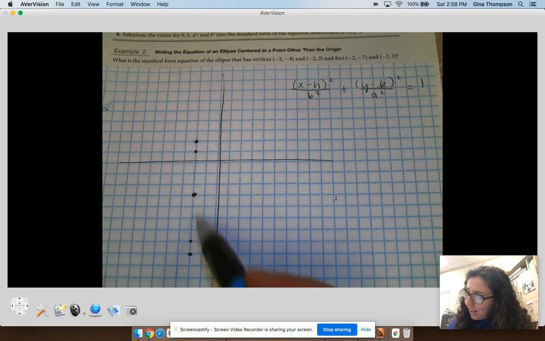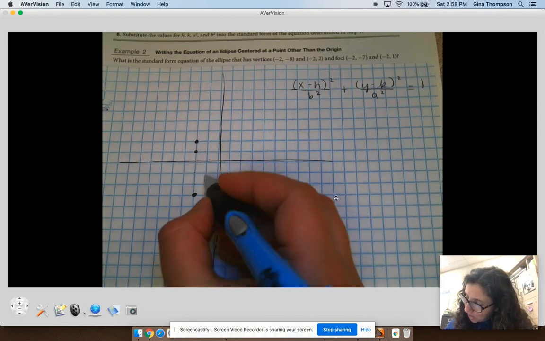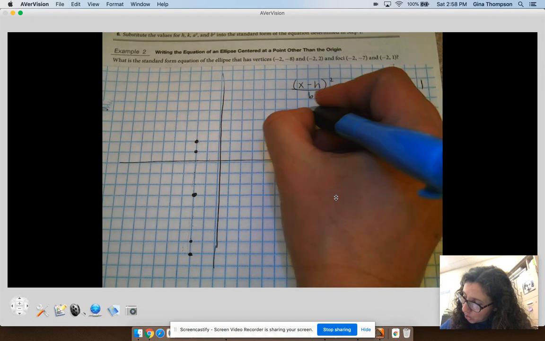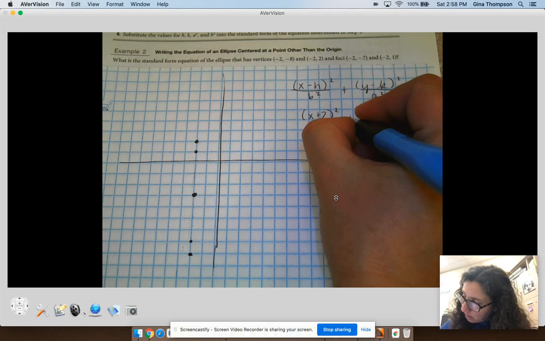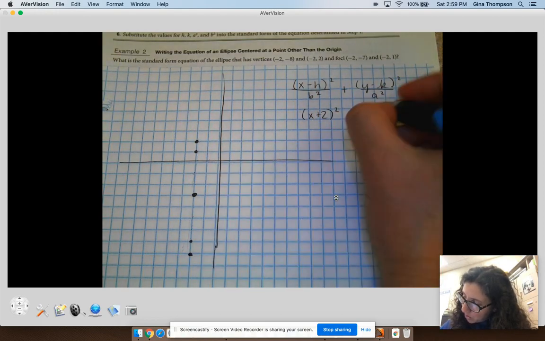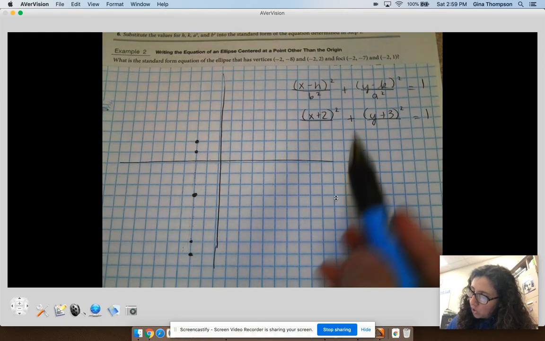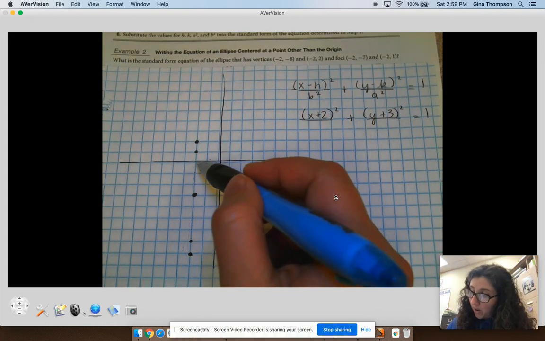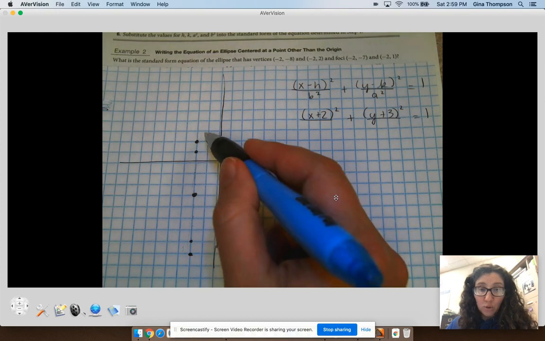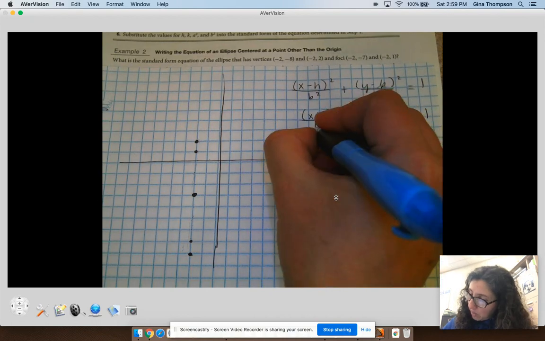Okay, so halfway between these 2 vertices, there's our center. So what is the center? That looks like it's at -2, -3. So we can already start filling some things in. This is going to be x plus 2 squared and y plus 3 squared. Do we know either a or b yet? We do know a. A is 5. A is the distance from the center to the vertex. So this is going to be 5 squared, and this is going to be b squared.